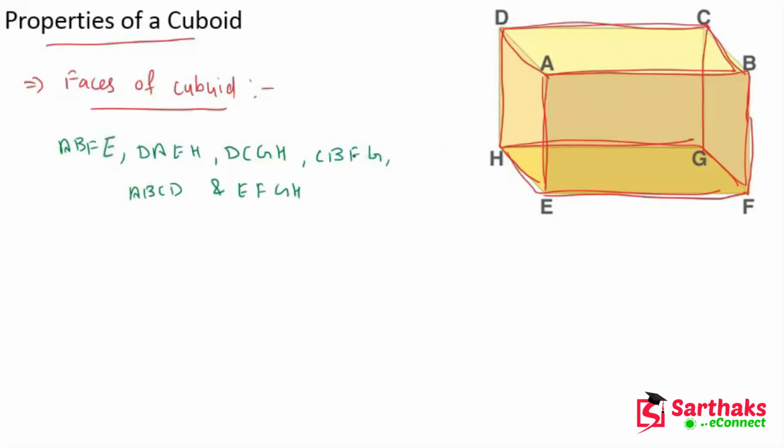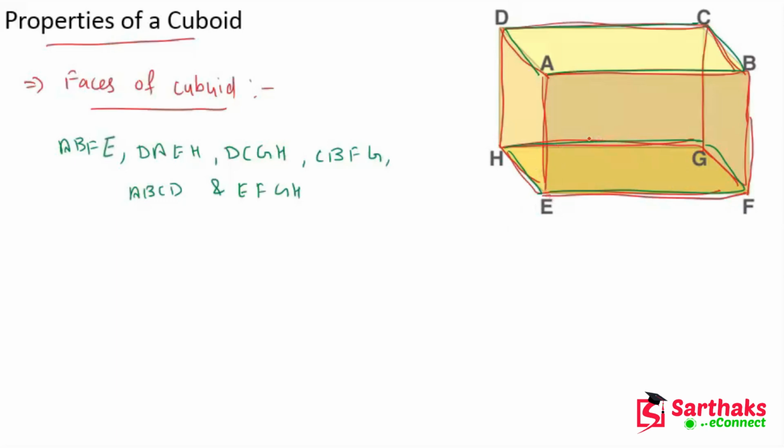Here A, B, C, D is the top face, and E, F, G, H is the bottom face. So top face and bottom face. I hope you understand these things. A, B, C, D we can say is the roof of the room, and the bottom is E, F, G, H. Understand, my dear friend?